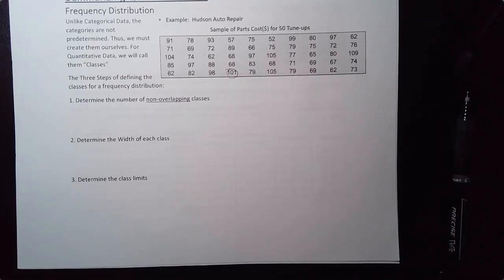With quantitative data, we want to be able to do the same thing as we did with categorical data, right? We want to make a frequency distribution and then calculate the relative frequency and then the percent frequency, and also maybe graph the frequency distribution as well. Now, the only difference here is that the categories or the classes are not preset.